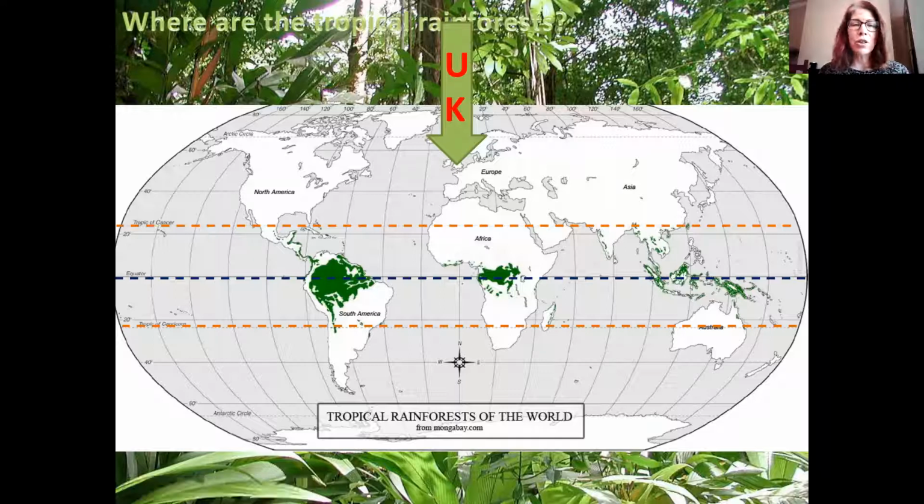And as you can see, those tropical rainforests all sit in between those two tropics, the Tropic of Cancer and the Tropic of Capricorn.